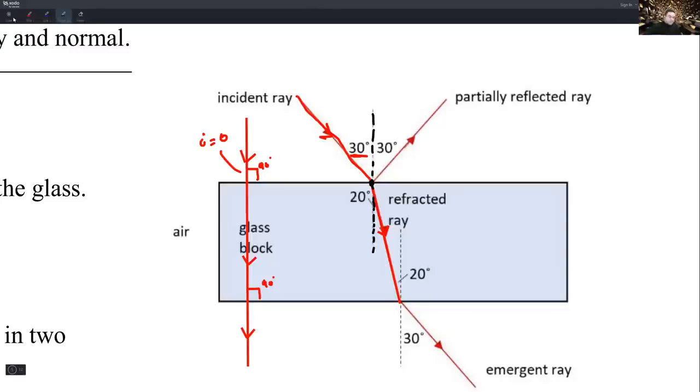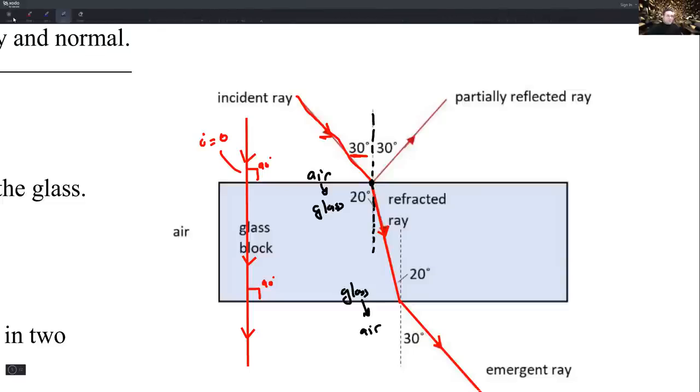It will bend closer. And then, what if the light ray is moving from glass to air? So here it was air to glass. Here it is glass to air. So how will this bend? It won't continue straight. Instead, it bends away from the normal. It will bend away from the normal.